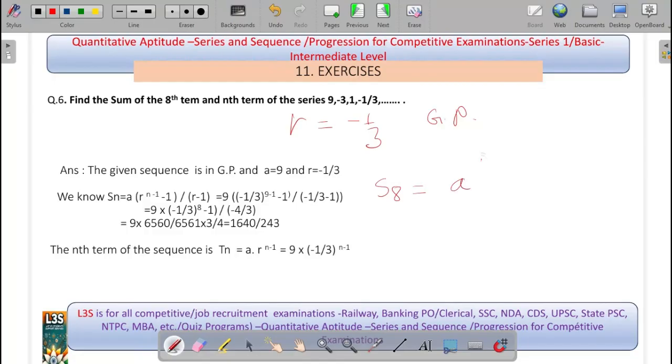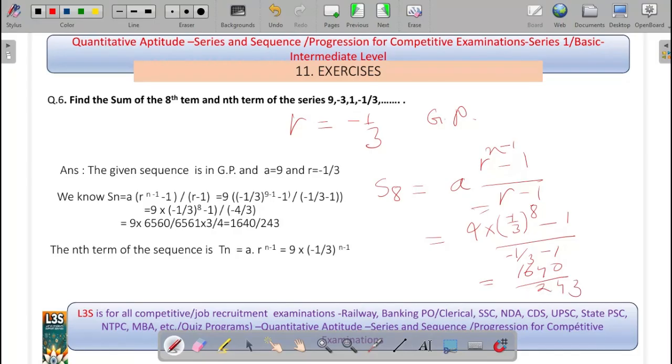We know the formula, A into R to the power n minus 1 by R minus 1. What is A? A is equal to 9. So this will be 9 into R to the power n minus 1, sorry, so this will be 1 by 3 to the power 8 minus 1 by 1 by 3 minus 1. If we simplify it, we'll get 1640 by 243. We have to use this formula.